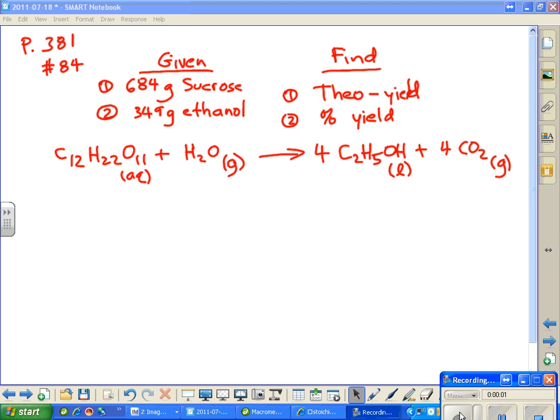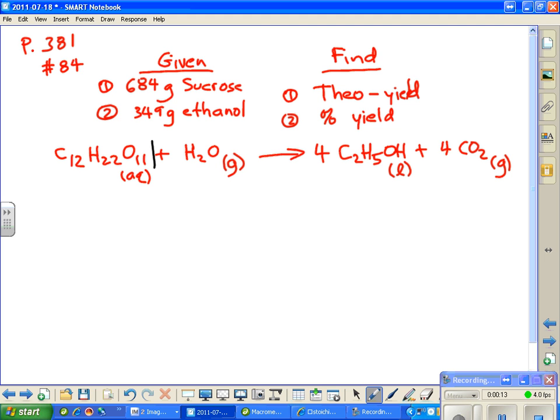Okay, here's another homework problem. It's a theoretical yield problem. You'll notice that we have two givens, and that sucrose is our dude over here. We'll get those circled right now. And that ethanol, the other given, is one of our products.